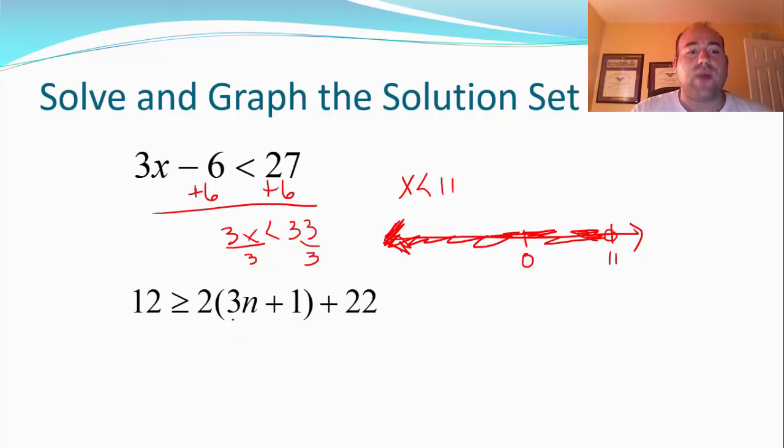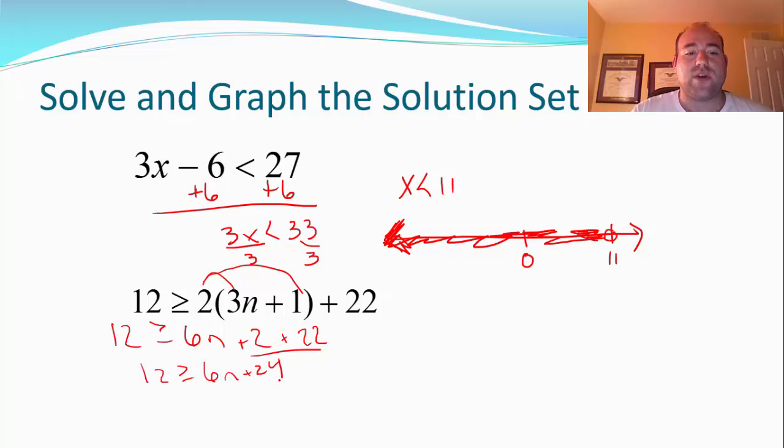Okay? One more. So we've got 12 is greater than or equal to 2 times the quantity of 3n plus 1 plus 22. Again, like we saw on the last slide, first thing I want to do if I see parentheses like that with a number in front, my handy-dandy distributive property. So 6n plus 2 plus 22. I'll combine the numbers on the right. And I'll send the 24 over to the left by subtracting. So we have negative 12 is greater than or equal to 6n.